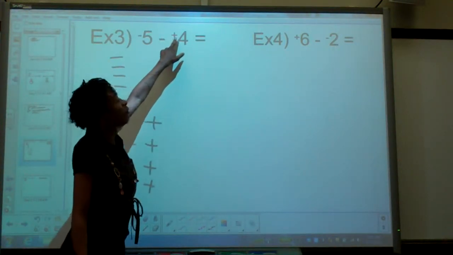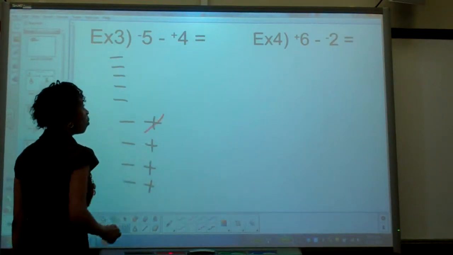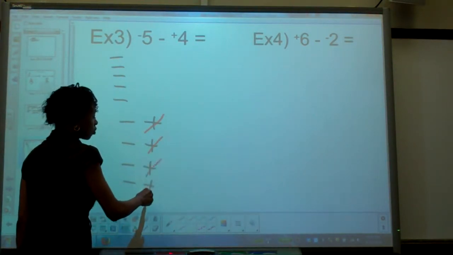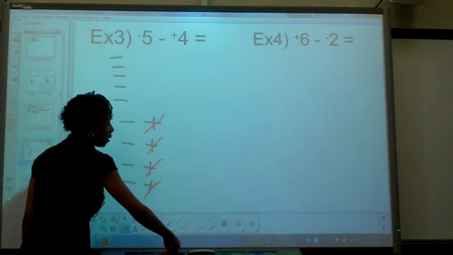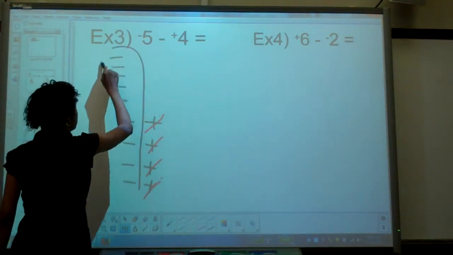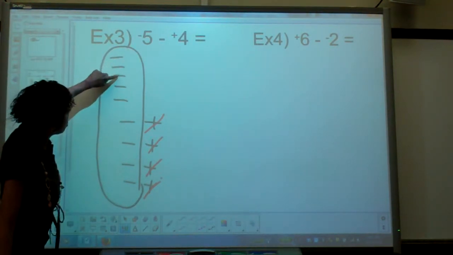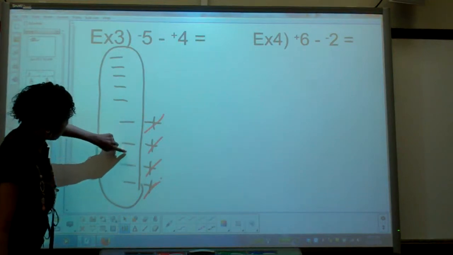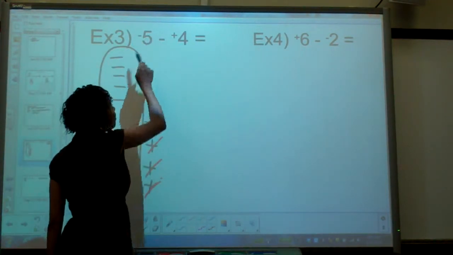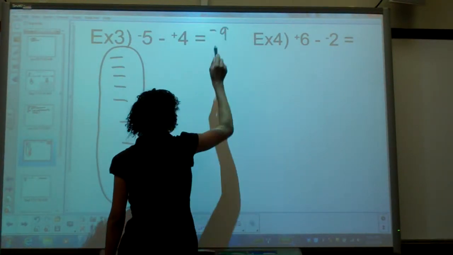Now, can I take out 4 positives? Yes, I can, because I made zero pairs. There's 1 positive gone, 2, 3, 4 positives gone. My final answer should be all in one charge, and it is. My final answer is negative 1, 2, 3, 4, 5, 6, 7, 8, 9. So negative 5 minus a positive 4 is a negative 9.